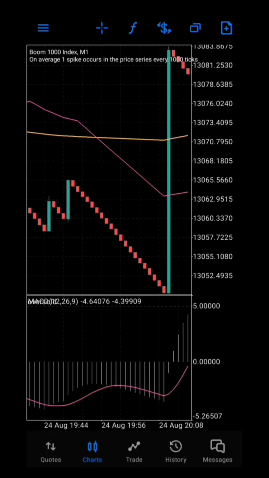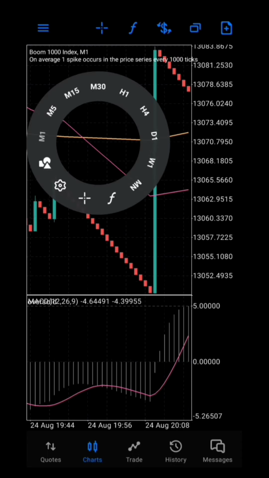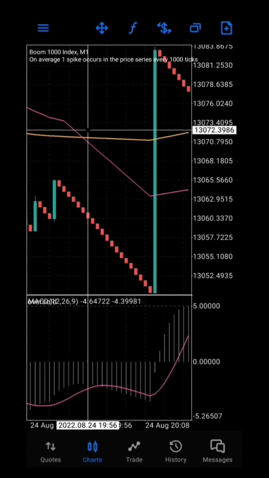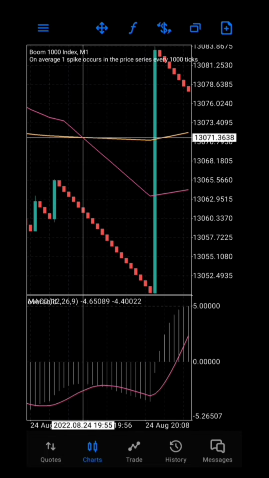So here there was a crossing, but if you notice, it was not at the overbought region. That's why you can see that it spiked. It was not a long trend. Now if you are to enter this particular spot, you have to take 1 or 2 candles, because the MACD wasn't giving an entry point.